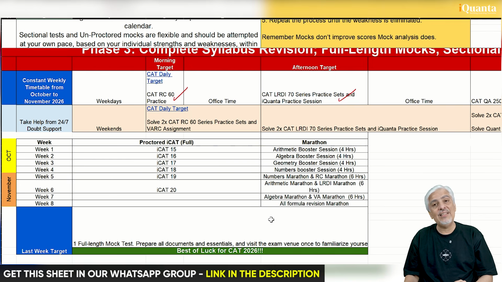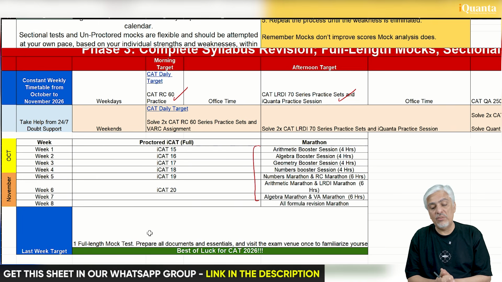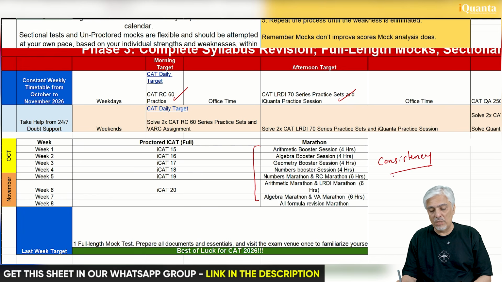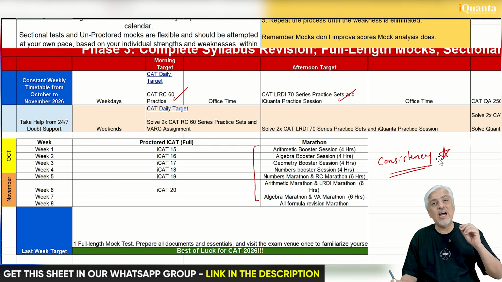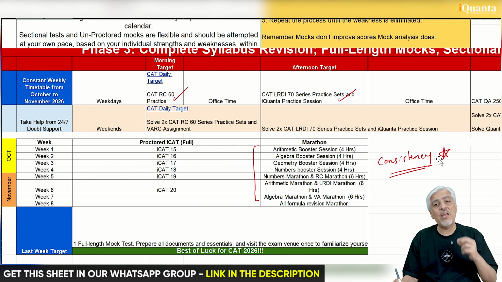And then we also give you a lot of these booster sessions, which will help you revise. So over the last 7, 8 weeks, we give you a lot of these booster sessions, revisers, marathons, 4 hour marathons, 6 hour marathons, and so on. These marathons will really help you revise every topic in detail. So my whole point is, one point is very important, which is consistency. If you look at this timetable, it's all about consistency. Are you consistent? Every single day, are you saying, okay, every single day I will get up and I will study the way it is told to me?